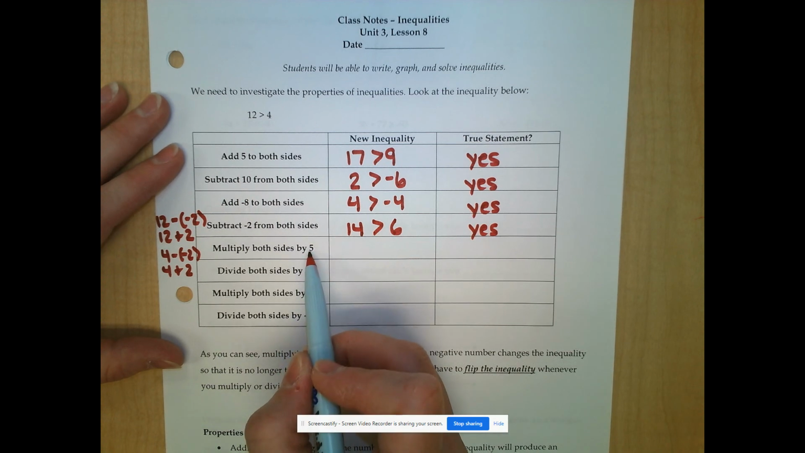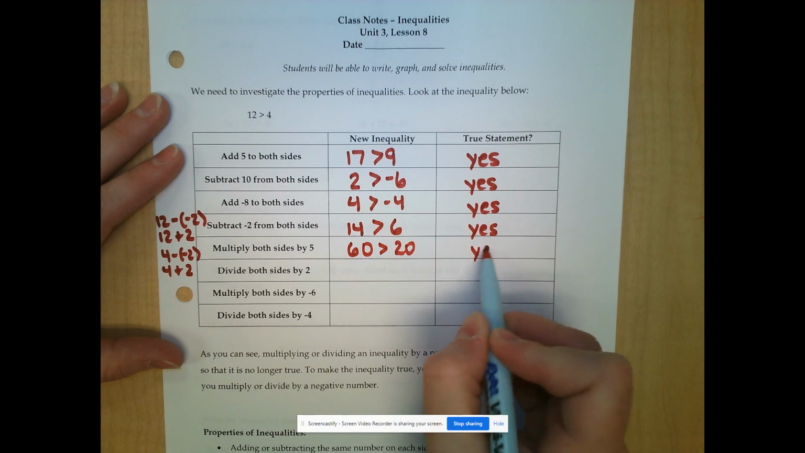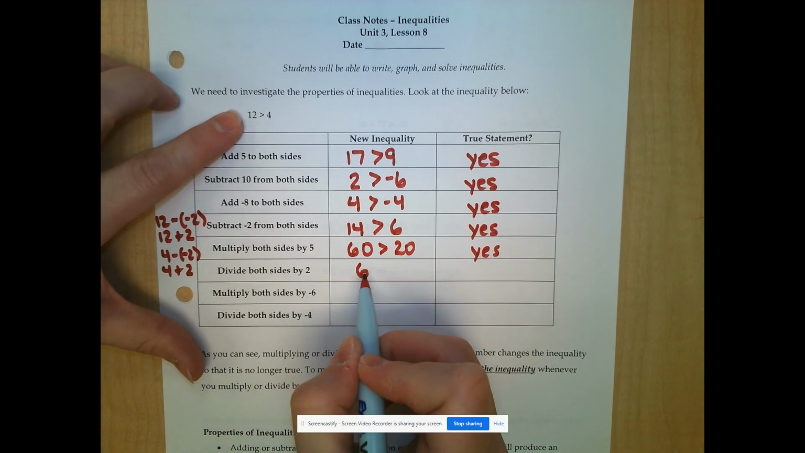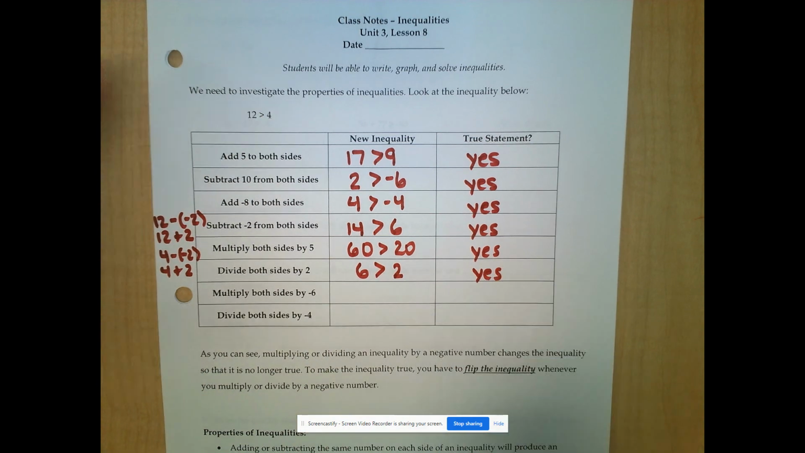What if we multiply both sides by 5? Is 60 greater than 20? Yes. And what if we divide both sides by 2? 12 divided by 2 is 6. 4 divided by 2 is 2. Is 6 greater than 2? And we would say yes. So this is great. There's lots of things that we can do to both sides of an inequality where the left side is still, in this case, greater than the right side, meaning the statement still stays a true statement.